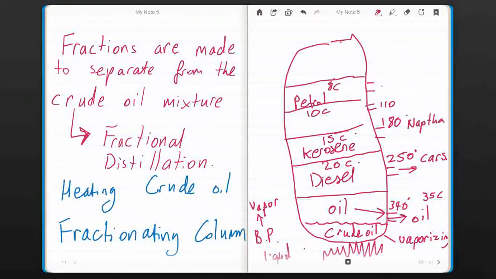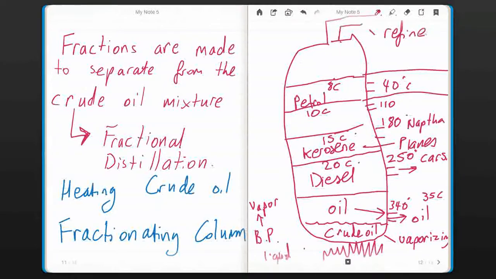Naphtha is used in different things. It's not so clear, naphtha, and you won't really need to know that. But petrol is used in cars, obviously diesel is used in cars, kerosene is used in planes. And then what we have at the end is refinery gas. Refinery gas is what you have in camping gas, when you take a camping canister of gas. So there you go. And that's all you really need to know for the beginning parts of fractionation or fractional distillation.